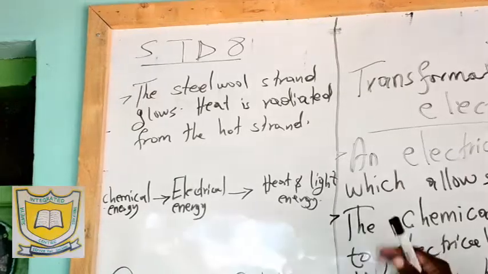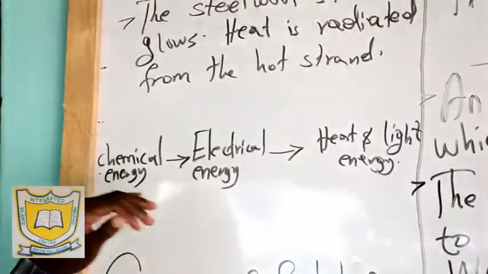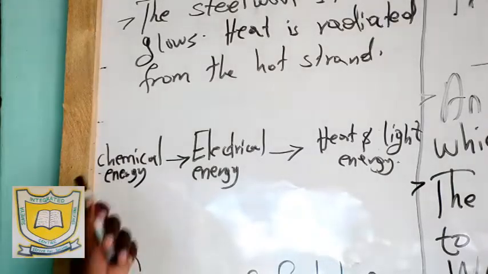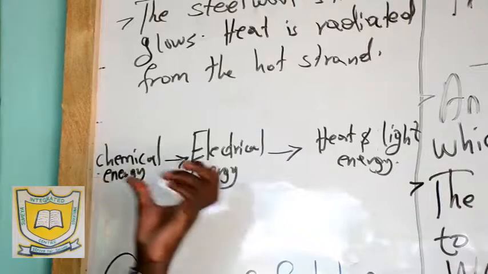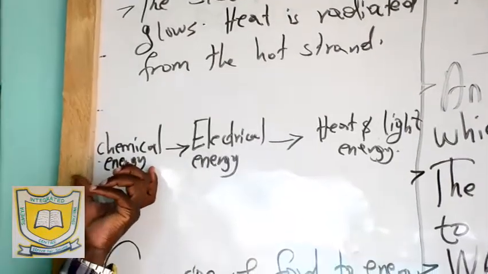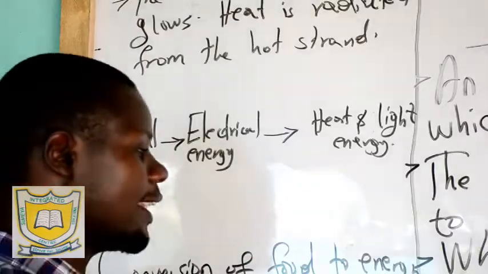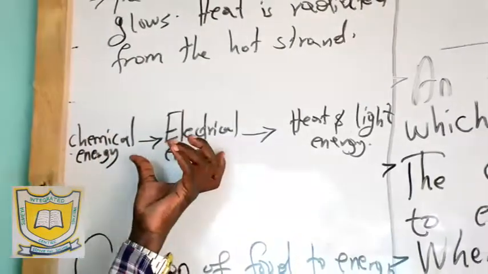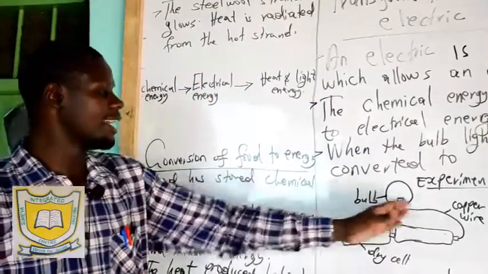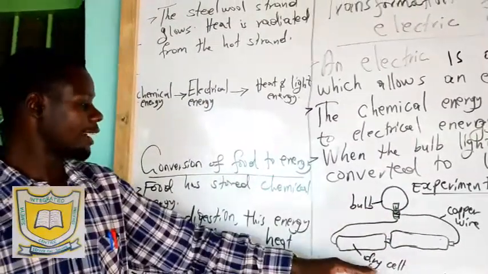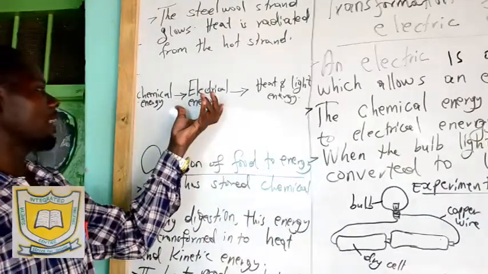Now, this is how the energy flows in an electric circuit. We have the chemical energy, which is contained in dry cells. At the first level, we have chemical energy. Then as the current starts moving in the copper wire, we have electrical energy, because the current is moving in the system. From the dry cell, chemical energy, the current moves to form electrical energy.